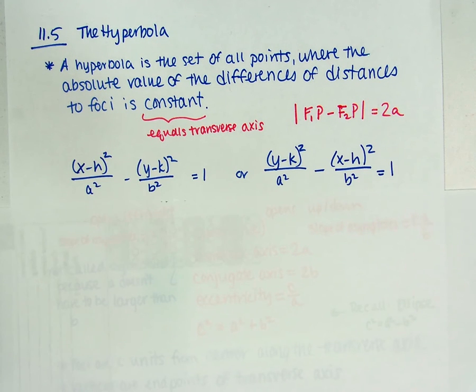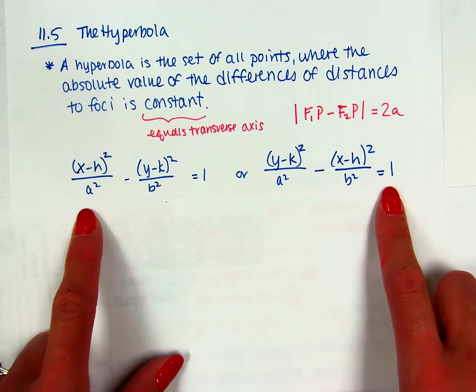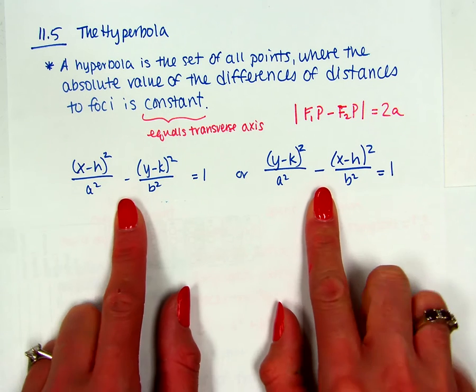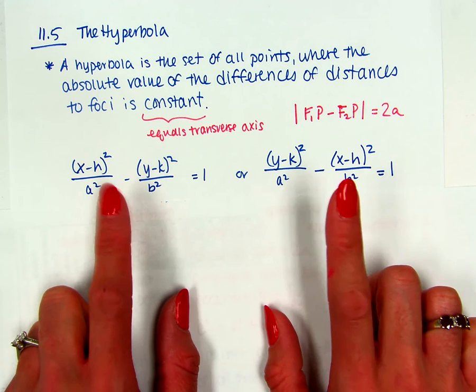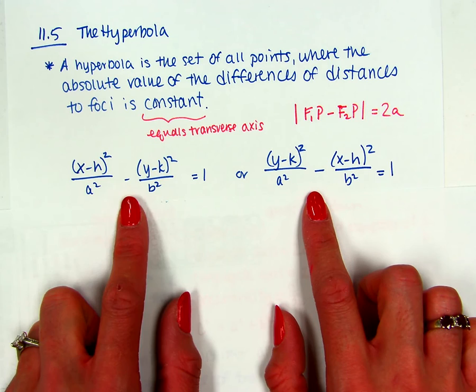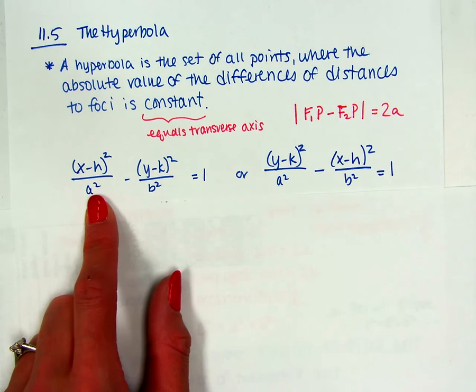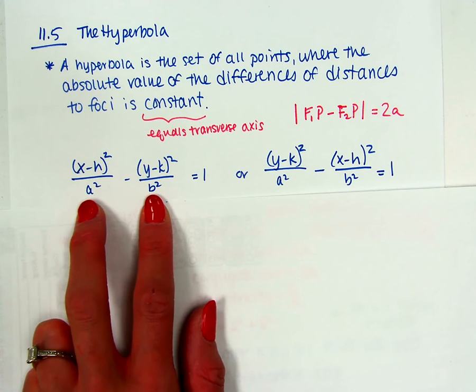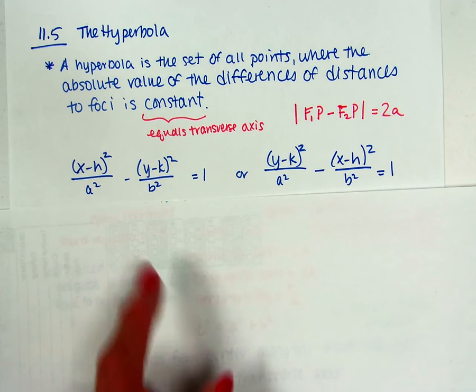All right, so the two equations for a hyperbola are listed here. Now, this, you'll notice, is subtraction as opposed to addition. With ellipses, it was addition. And with an ellipse, you would look at what's the larger of the two numbers on the denominator, and that would tell you which one's the major versus the minor axis.